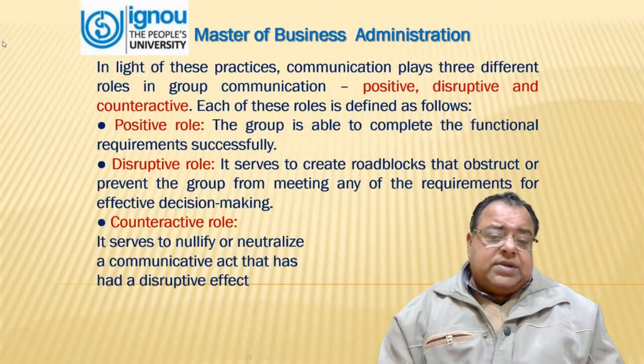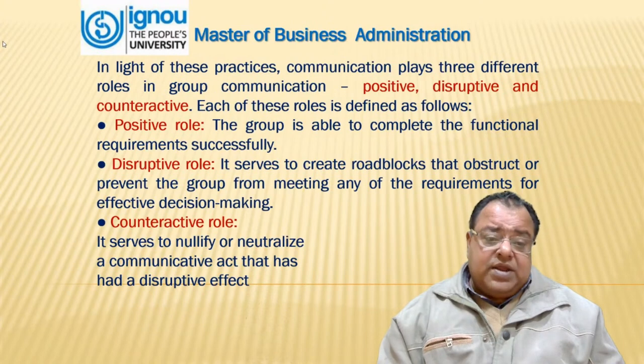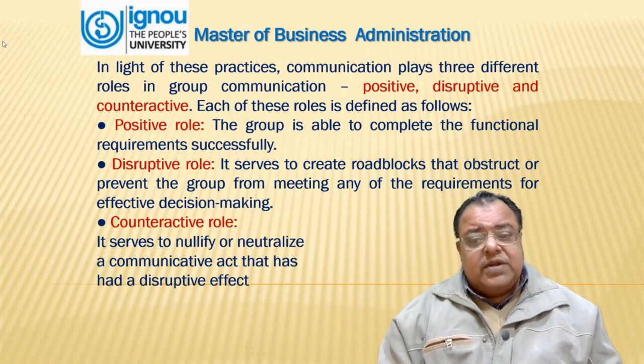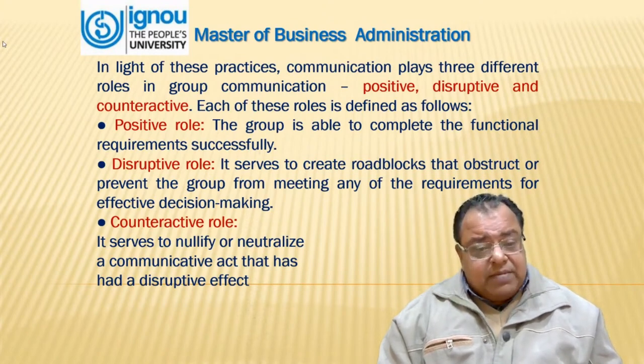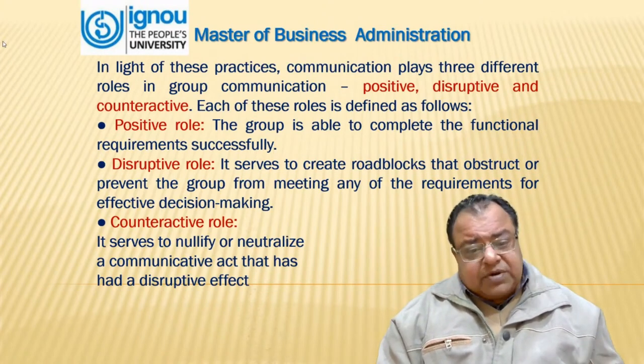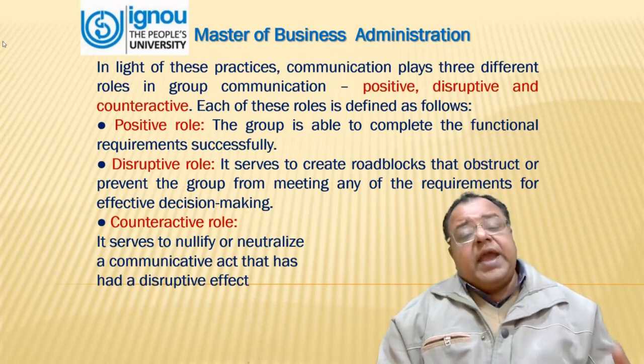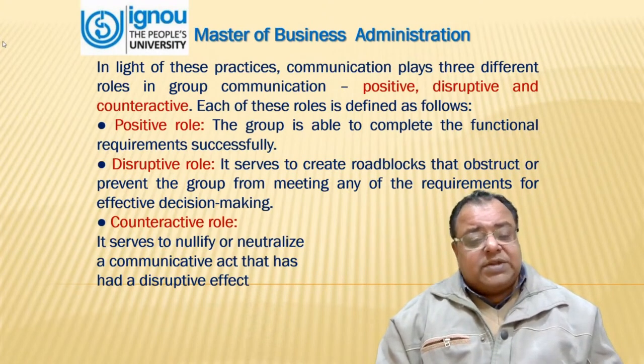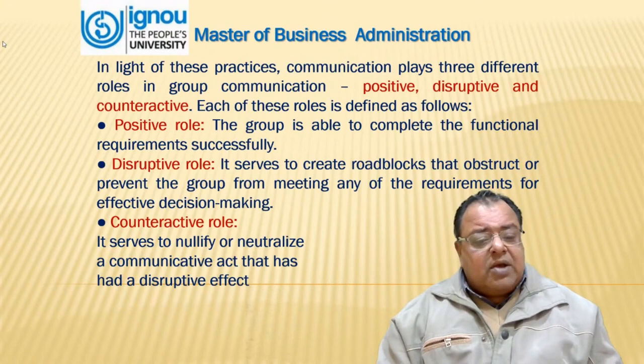In light of these practices, communication plays 3 different roles in group communication: positive, disruptive, and counteractive. Each of these roles is defined as: positive role is the group is able to complete the functional requirements successfully. Disruptive role serves to create roadblocks that obstruct or prevent the group from meeting any of the requirements for effective decision making. The third one is counteractive role. It serves to nullify or neutralize a communicative act that has a disruptive effect.